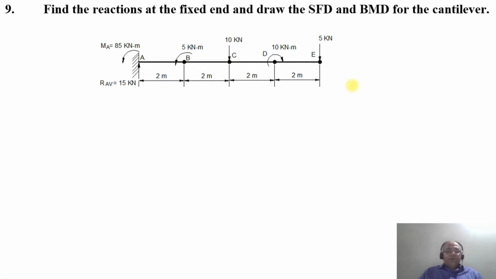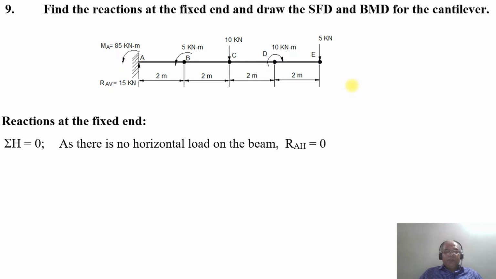So find the reactions. To find the reactions at the fixed end, the reactions are going to be RAH, RAV, and MA. So first we're going to consider the sum of the horizontal load acting on the beam. Sigma H will be equal to 0. As there is no horizontal load acting on the beam, therefore RAH will be equal to 0.